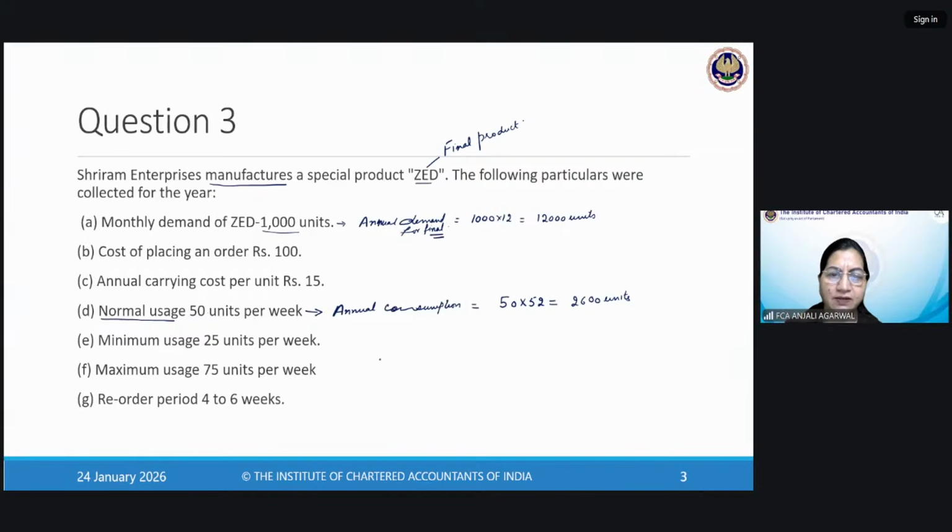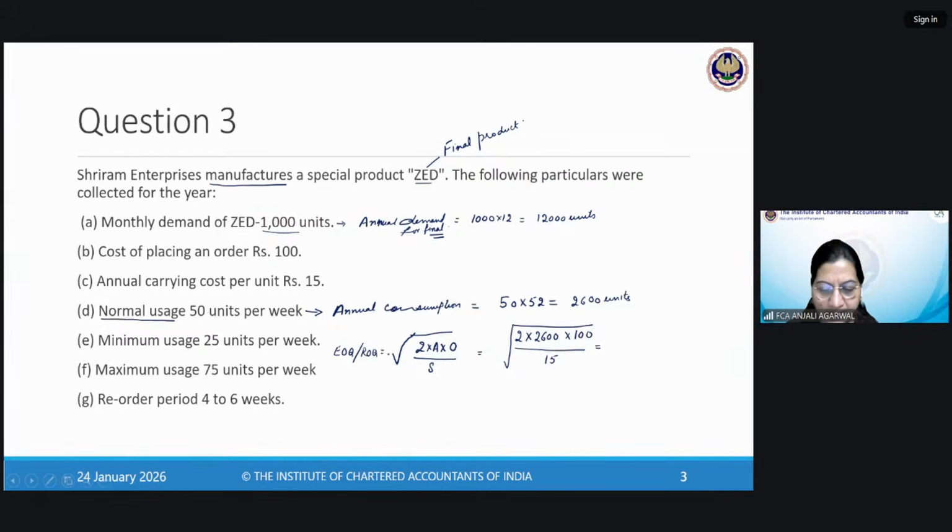But for EOQ, we need under root 2 into annual consumption into cost of placing an order divided by storage cost of storing 1 unit for 1 year. So here we'll not go by 2 into 12,000, we'll go by 2 into 2,600, into cost of placing an order is 100 and annual carrying cost per unit directly given 15. So this will tell you what should be your economic order quantity or reorder quantity, right?